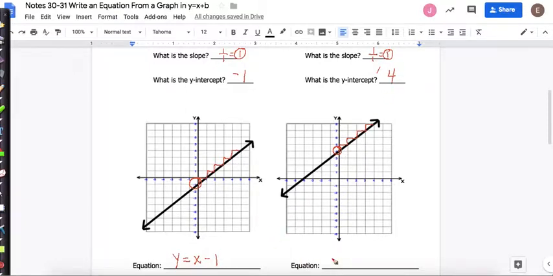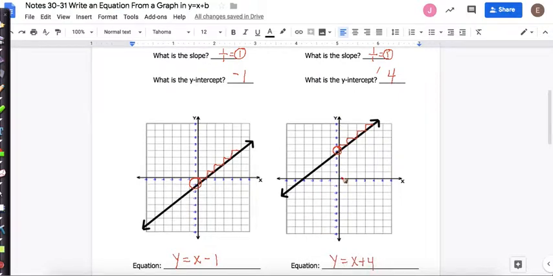So now when we write the equation, we write y equals x because it has a slope of 1. And remember, we don't have to put the 1 in front of the x. We can, but we don't have to. And the ending is going to be +4 because it goes through a +4. So this is y equals x plus 4.